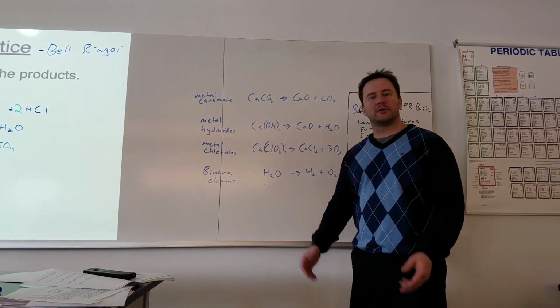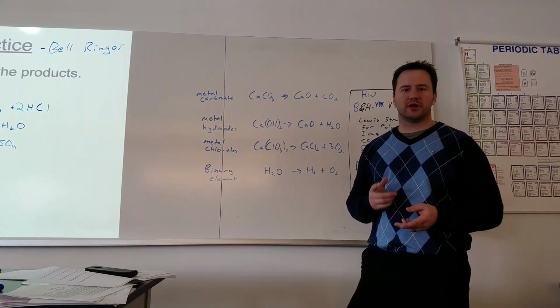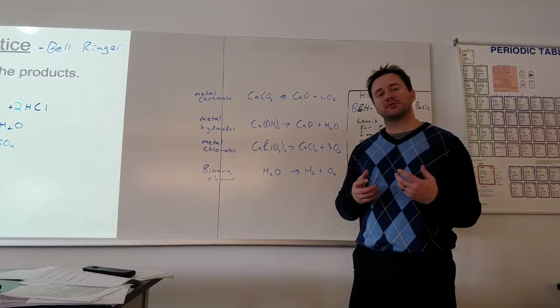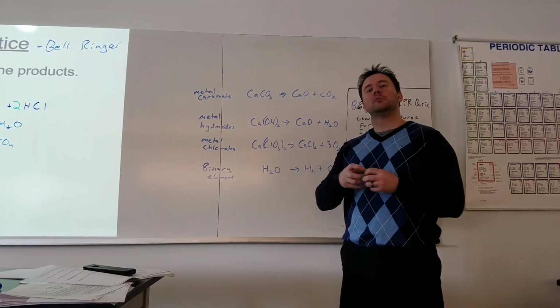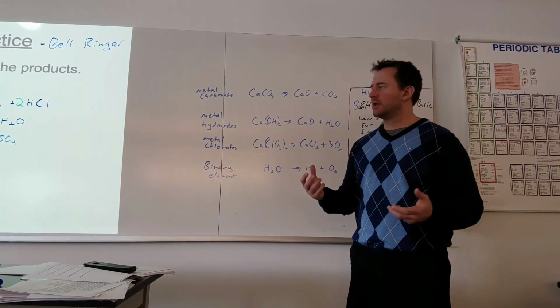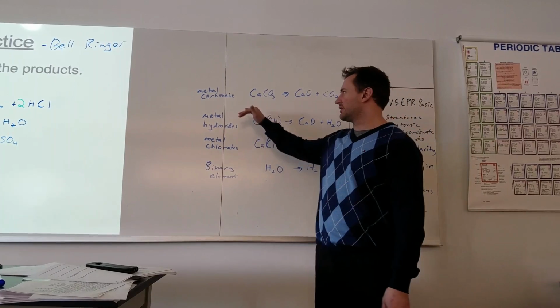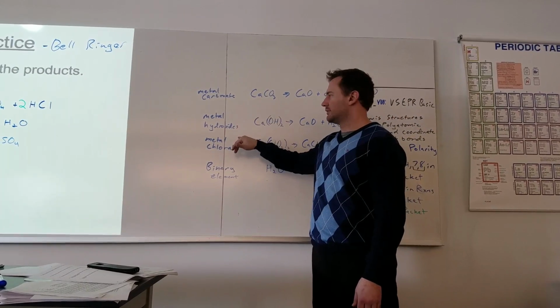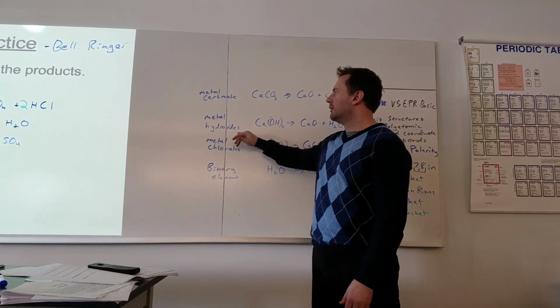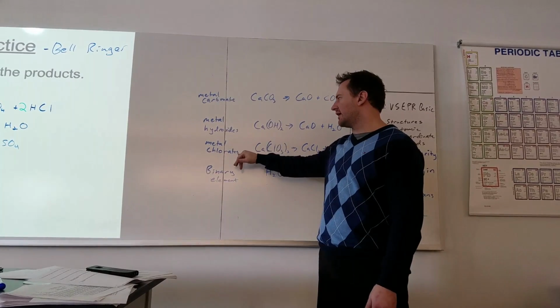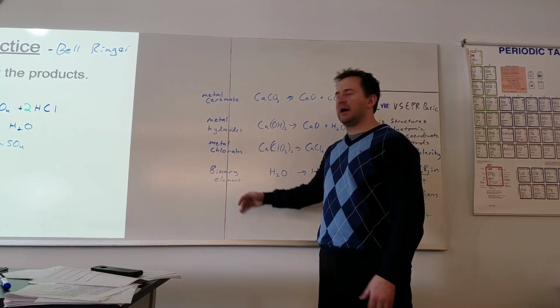In this video we're going to talk about the various types of decomposition reactions that can happen. Now remember, decomposition is when one thing that's all together breaks apart into several components. So the types of decompositions that are possible are metal carbonate, there's others, but the main ones you have to know. Metal carbonate, metal hydroxide, metal chlorates, and binary elements.